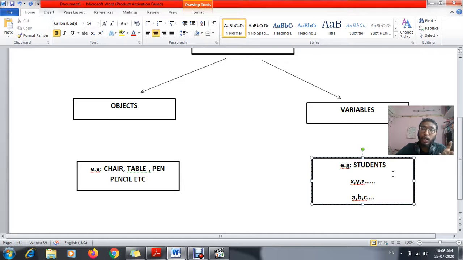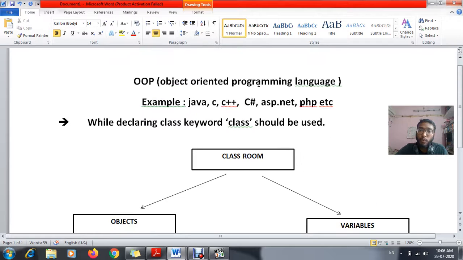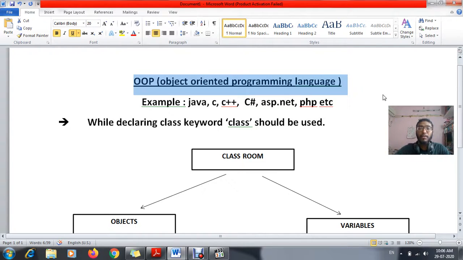Some might be tall, some might be short, some might be fat, some thin, some might be using specs. So each and every person will be having their own quality, and this quality is known as your attributes. Understood? This is the basic concept of OOP, and the full form of OOP is object oriented programming language. Underline these things whatever I am explaining, because these are important MCQs which have been asked in many years.